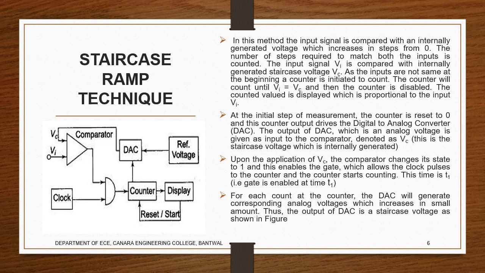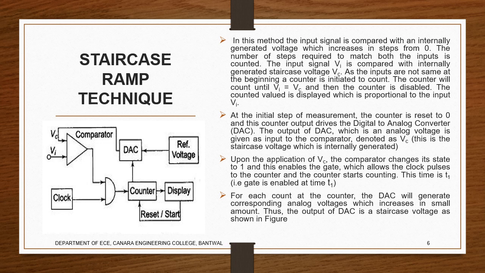The counted value is displayed proportional to the input Vi. At the initial step, the counter is reset to 0, and the counter output drives the digital to analog converter. So the reference voltage is generated from the digital to analog converter, and that is fed to the comparator.